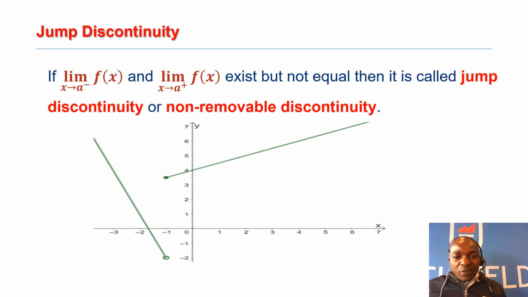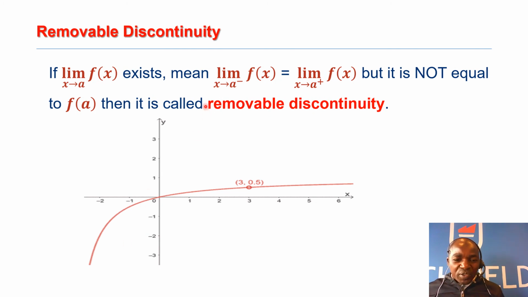A removable discontinuity occurs when the limit of f(x) where x approaches a exists. When the limit of f(x) exists, it means the limit of f(x) approaching the x value from the left hand side is equal to the limit of f(x) approaching the x value from the right hand side. And the removable discontinuity only exists if the limit of f(x) is not equal to f(a).